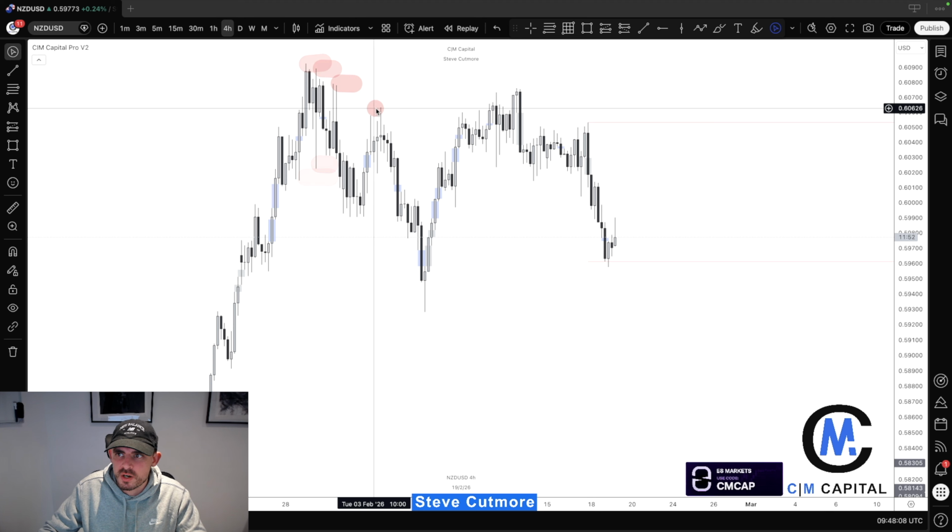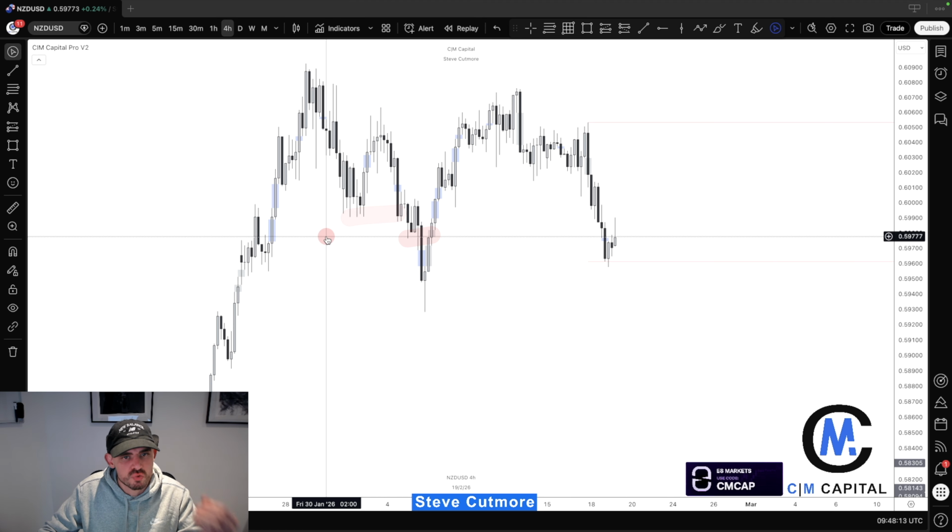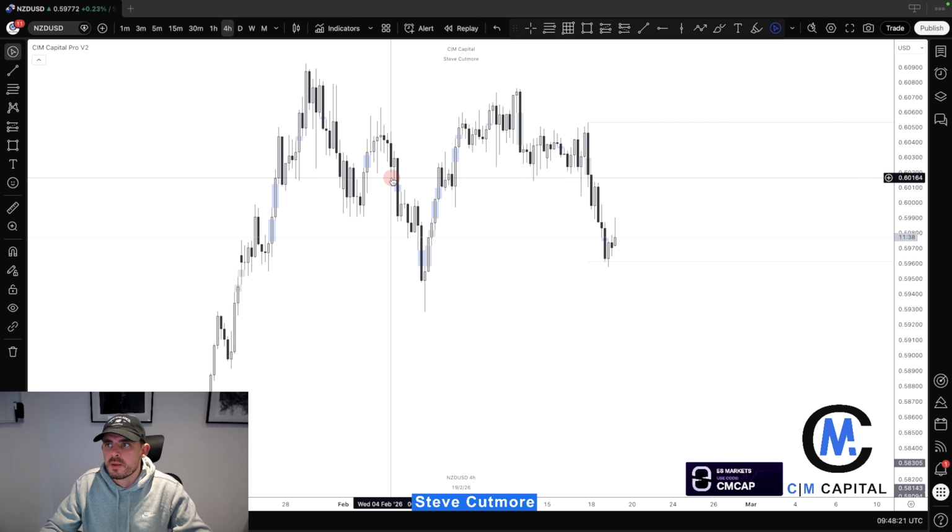So all these highs, all these lows, that is levels of liquidity where market is being drawn to take money off the markets, take out sellers, take out buyers, and then normally reverse and go in the opposite direction.